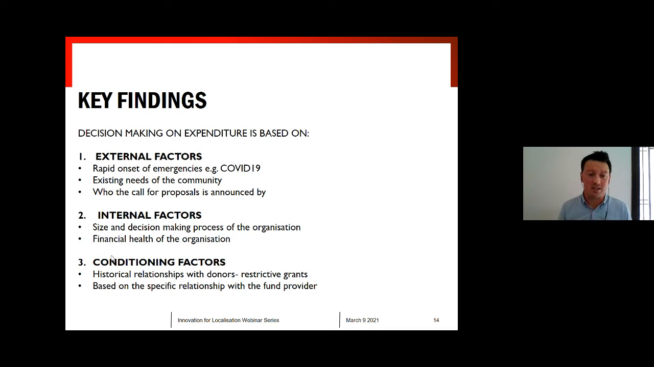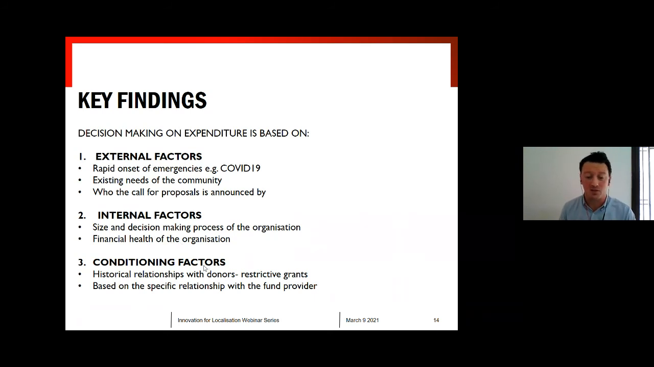Organisations mentioned external factors, and this came because the funding came in March. They had March for 3 months to spend it, and this was at the outbreak of COVID in many of these countries. So external factors such as the rapid onset of emergencies such as COVID-19 gave them the flexibility to respond to these emergencies as and when they happen.